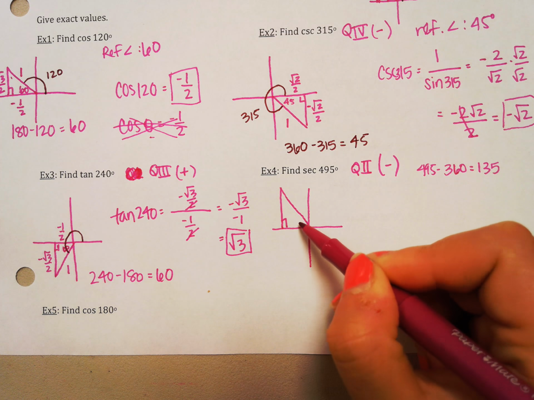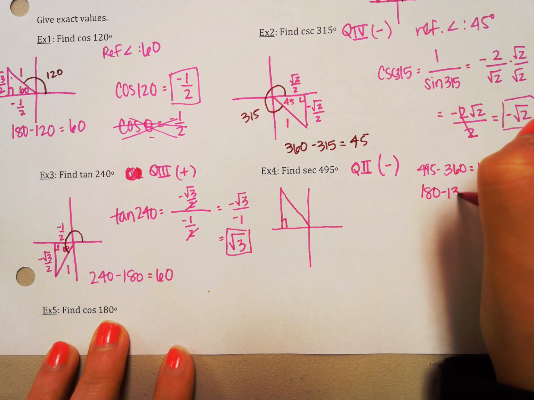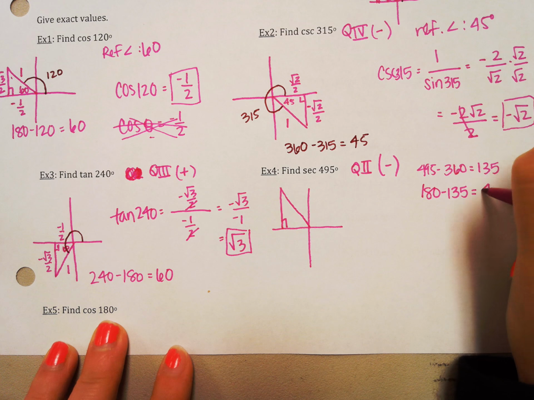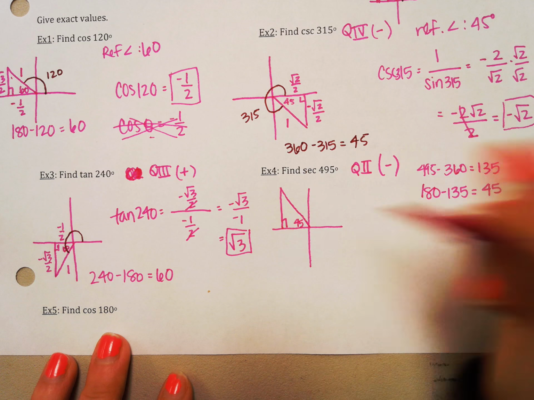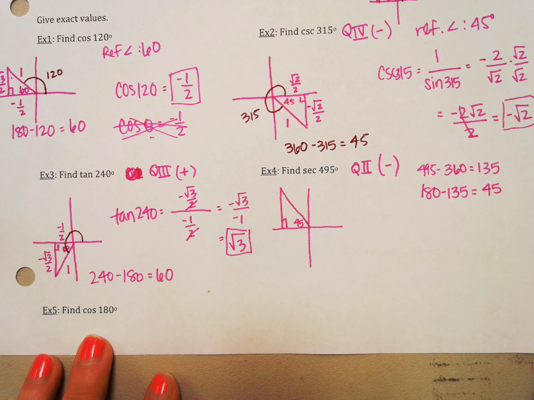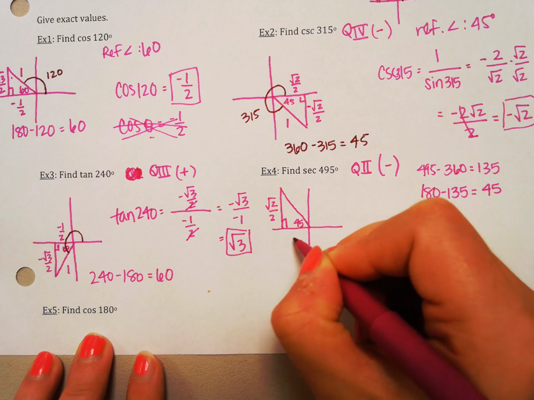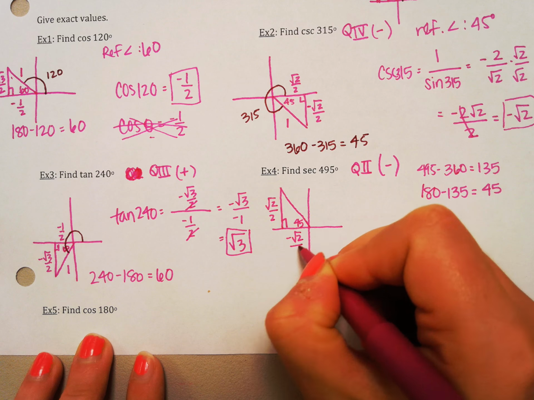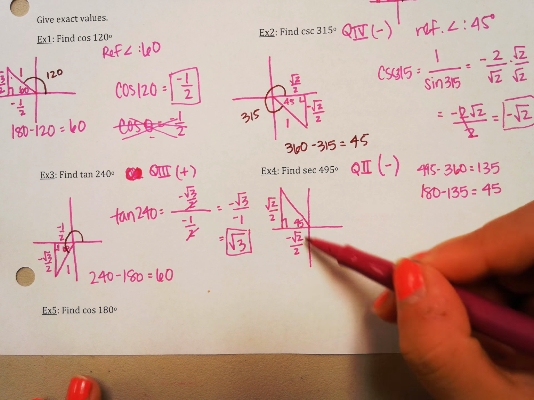So I'm looking for this angle. To find the reference angle in quadrant 2, I'm going to take 180 and subtract 135. And that'll give me a 45-degree reference angle. Since we're dealing with the 45-degree reference angle, my triangle sides are going to be root 2 over 2 and root 2 over 2. But again, I'm in quadrant 2, so don't forget that my x value here is negative.